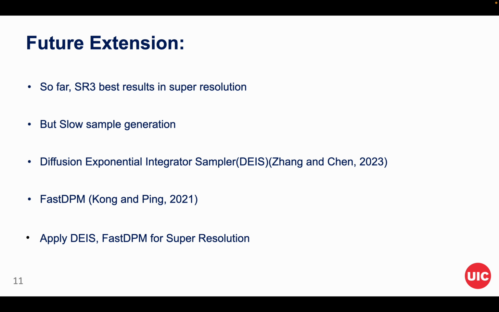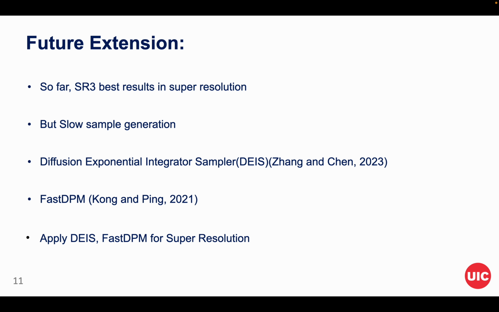Till now, the state of the art for single image super-resolution is the SR3 algorithm, which is an adaptation of denoising diffusion probabilistic models for this task. However, there is a drawback. The sample generation process of this algorithm is extremely slow.